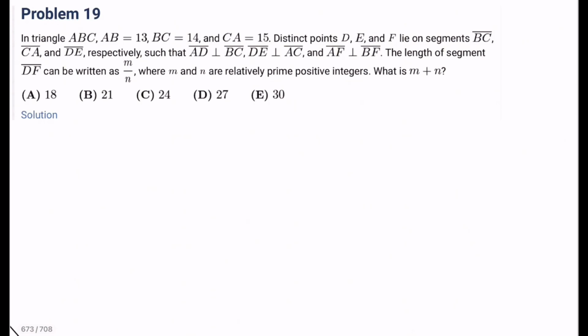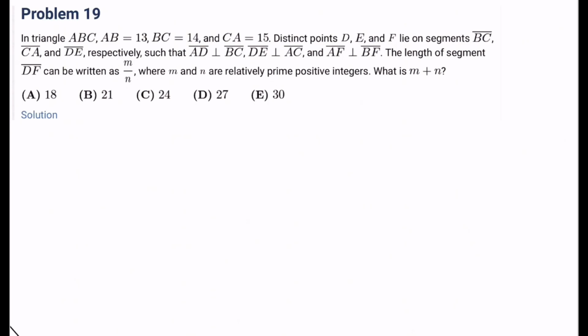Number 19. In triangle ABC, AB equals 13, BC equals 14, and CA equals 15. Distinct points D, E, and F lie on segments BC, CA, and DE respectively, such that AD and BC are perpendicular, DE and AC are perpendicular, and AF and BF are perpendicular. The length of segment DF can be written as m over n, where m and n are relatively prime positive integers. What is m plus n?